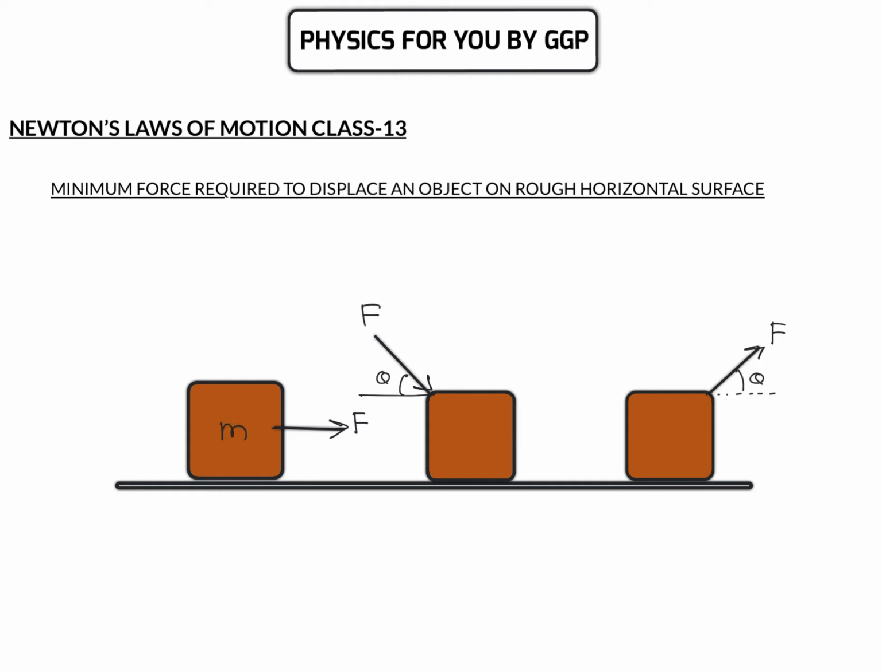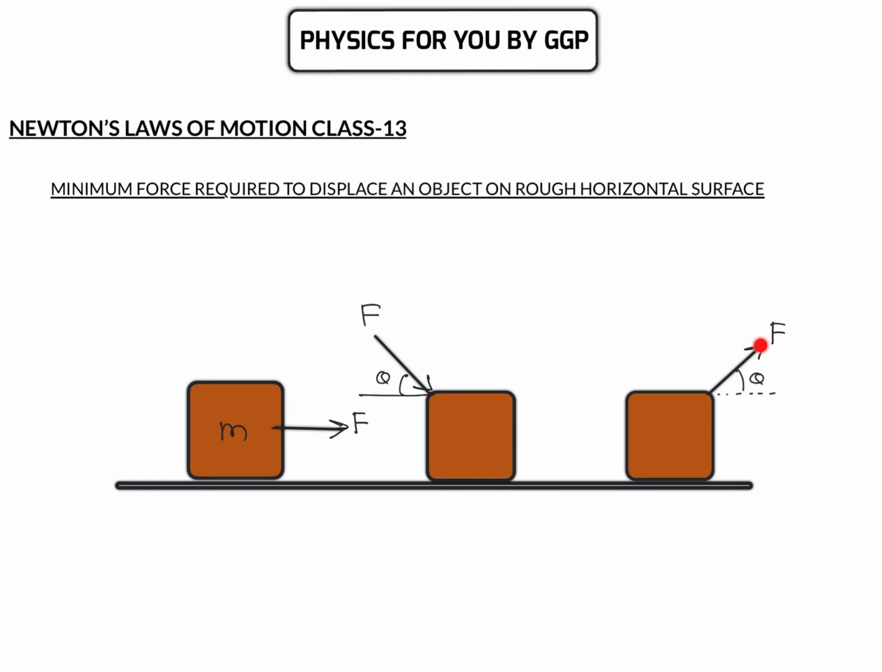An object of mass m is kept on a horizontal surface and we are exerting a force F in the horizontal direction. What is the minimum force required to displace it? And in the second case, we are exerting a force F in a direction something like this, in such a way that the force makes an angle theta with respect to the horizontal line.